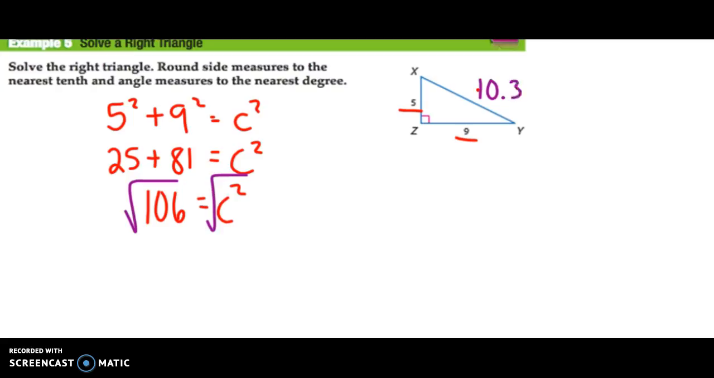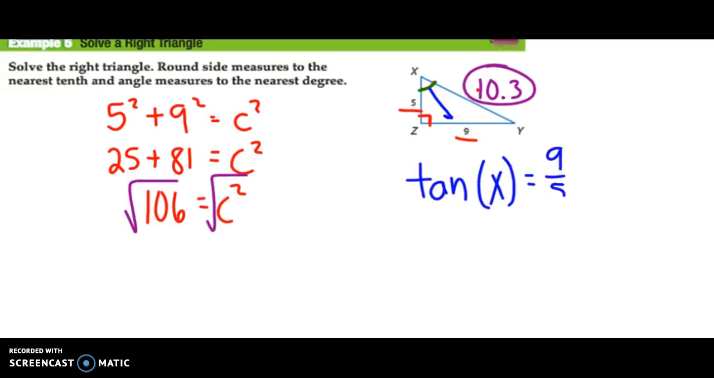So that's how long side xy is. That's the first thing I found. Now that I know that, I can find my other two angles. Well, obviously angle Z is going to be 90 degrees, but angle X, okay? Well, there's a couple different ways I can do it. I could do opposite over hypotenuse, and I could do opposite over adjacent. The easiest, in my opinion, would be opposite over adjacent. So it'd be tangent of X is equal to 9 over 5.